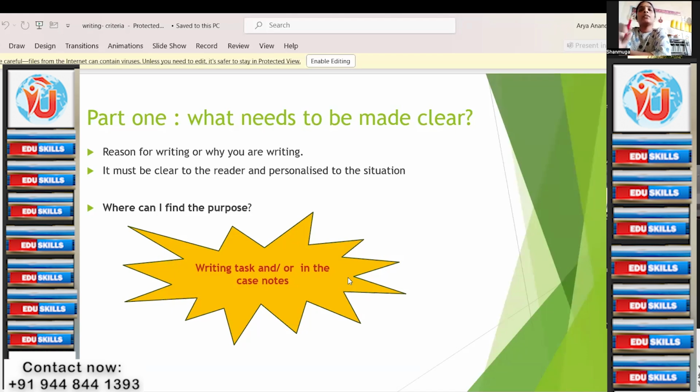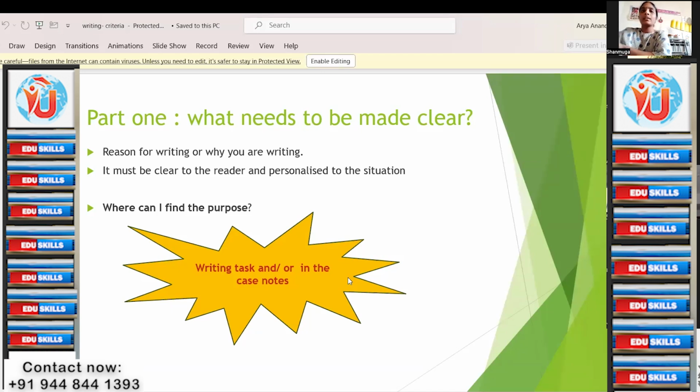Here, where can I find the purpose? Here you can see the writing task. The first one is the writing task. As I said earlier, if it is not in the writing task, you can go into the case note to find the purpose of your letter. We can see this with examples.